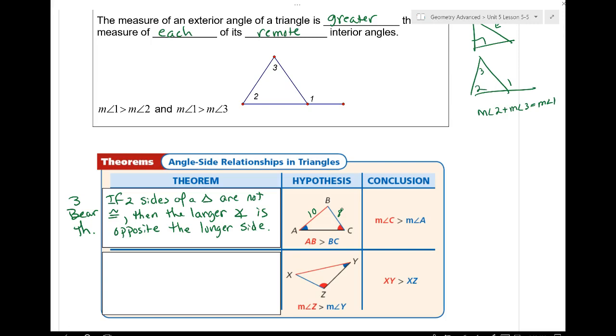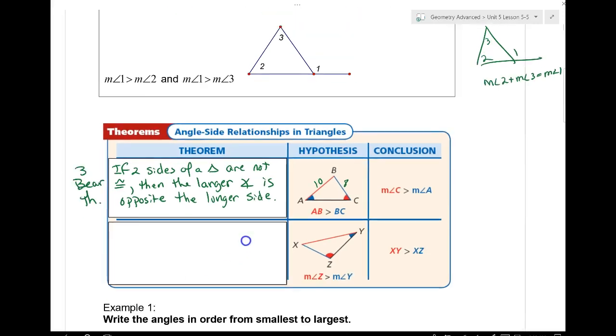Now, what if I knew the third side's measurement? Could I actually compare all three angles then? Yeah. So the fact is, it's really kind of common sense, as long as you know your opposite angles and stuff. Now, what's the next one?